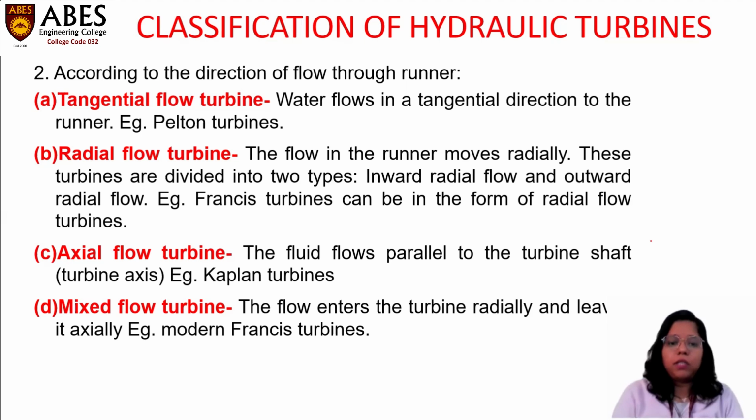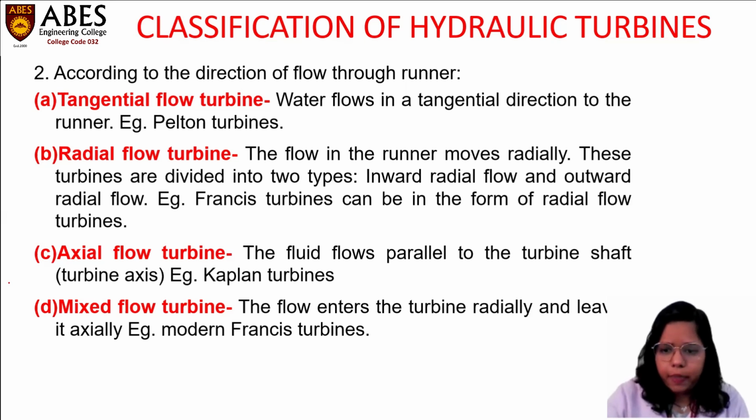Then third type is axial flow turbines. What are axial flow turbines? When the fluid flows parallel to the turbine shaft, it means the turbine axis, shaft axis. The fluid flows parallel to the shaft axis. The example is Kaplan turbines. These are axial flow turbines.